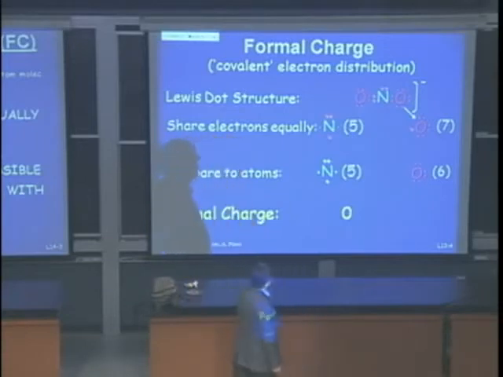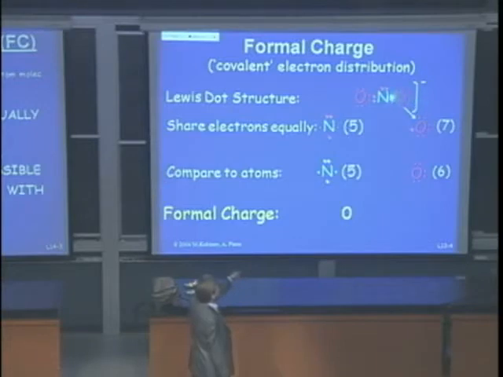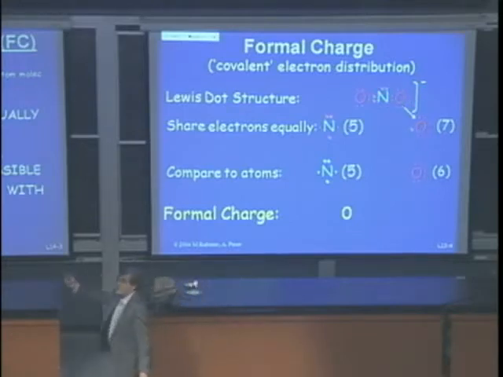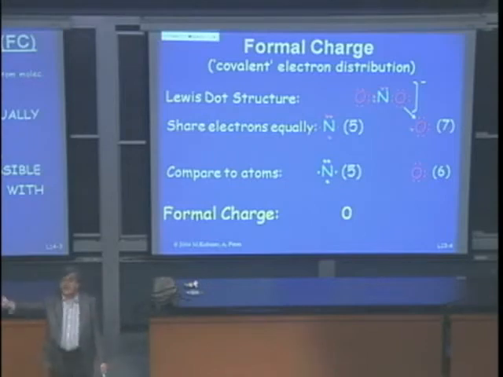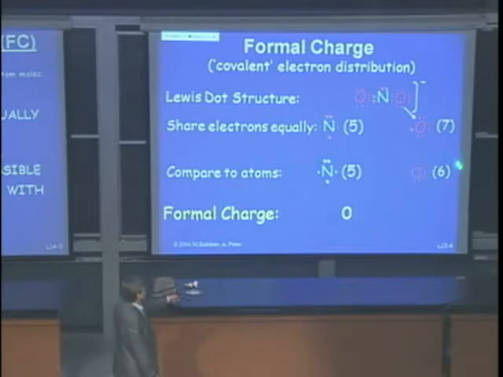Now let's look at this oxygen here, okay? This oxygen has 2, 4, 6, 8. We share equally, so that means it has 7, because one goes here and one goes there. And in the free oxygen atom, how many valence electrons? 6. So you have 7 and 6. So 6 minus 7 is what? Minus 1. What's the overall charge? It is minus 1.